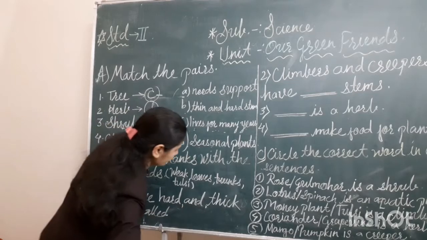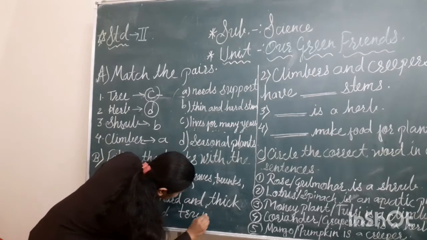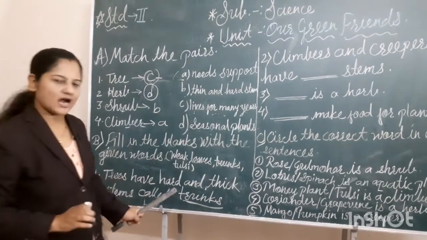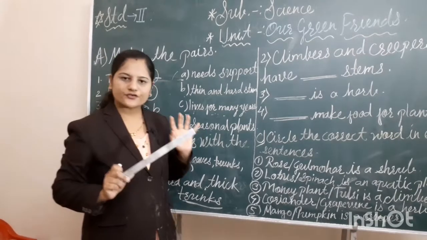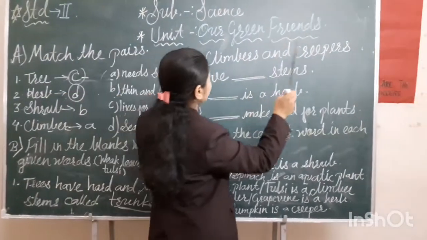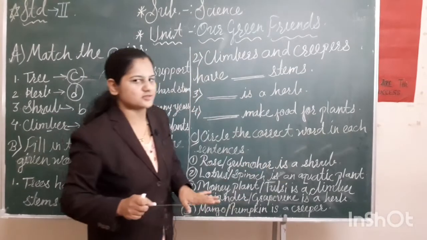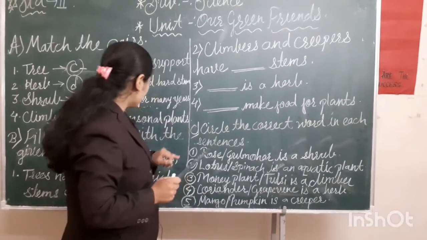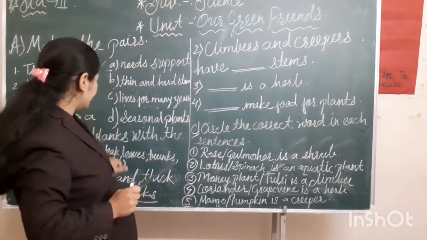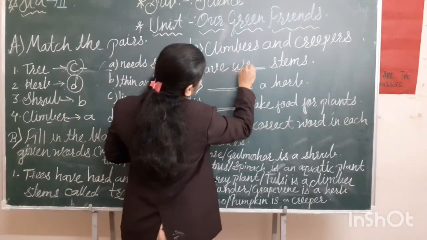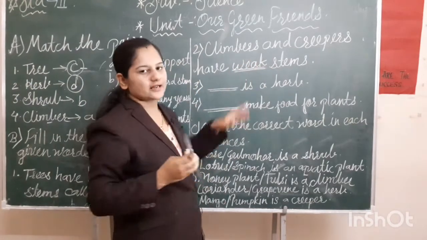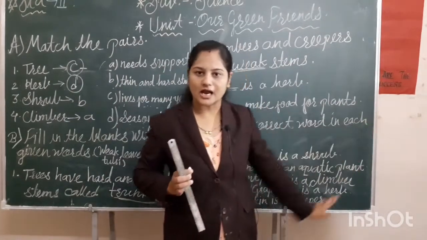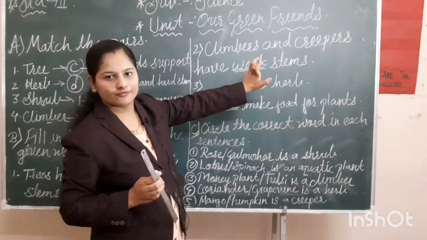Just 1 minute students, that is called the trunk. Trees have a hard and thick stem called the trunk. Second is the climbers and creepers have dash stems. Already I told you that the trees have very strong stems, but the climbers and creepers have weak stems. That's why the climbers need the support and the creepers grow along the ground, because their stems are weak.